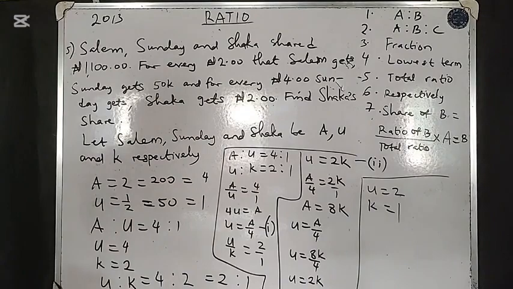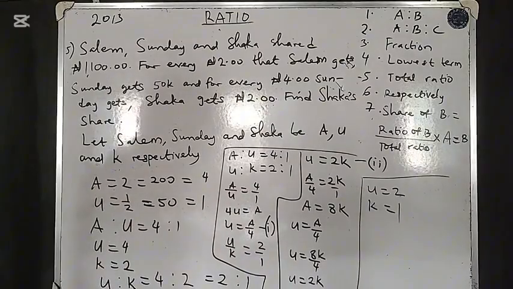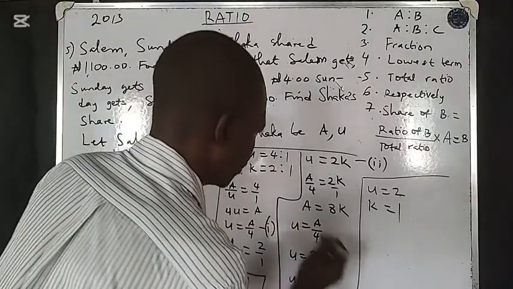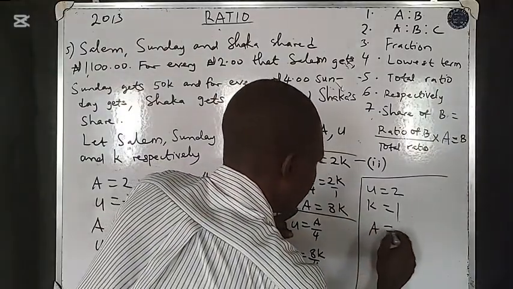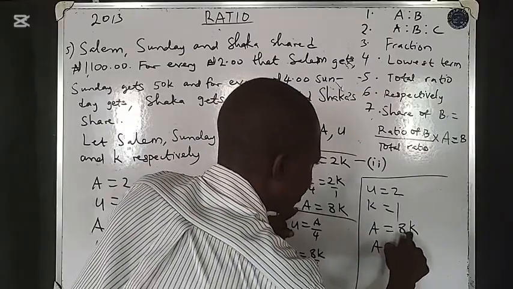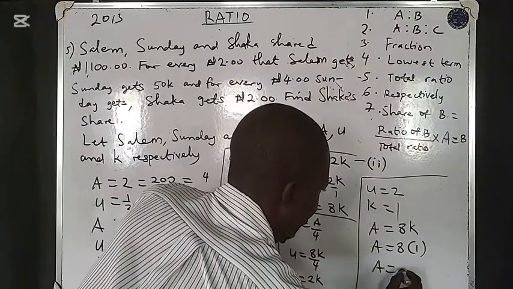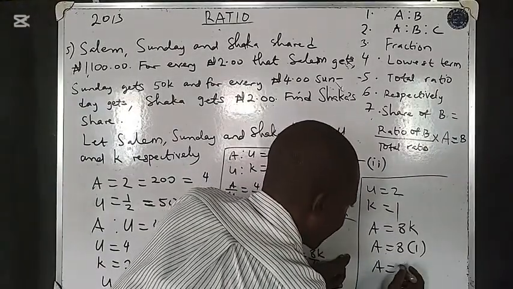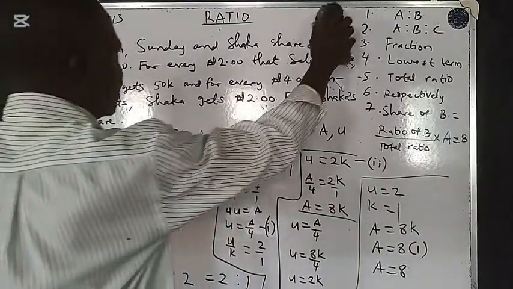Remaining one person. Who is that person? This guy, A, right? So we use this equation that has A, A equals 8K. That means when K is 1, A equals 8. So A equals 8.